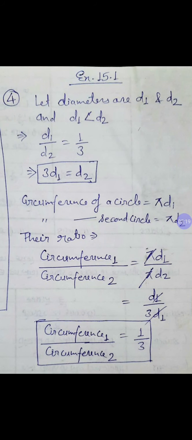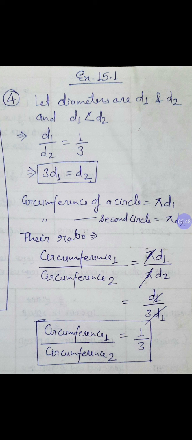Next, the same question is given as the fourth question of the exercise, and questions number 1, 2 and 3 we can solve because those are just formula type questions. Okay, so let's come to question number 4. Here the ratio of the diameters is given, and we have to find the ratio of the circumferences of two circles.